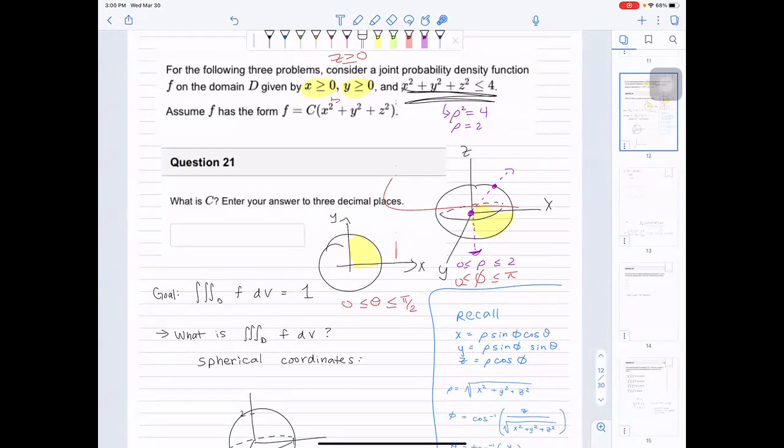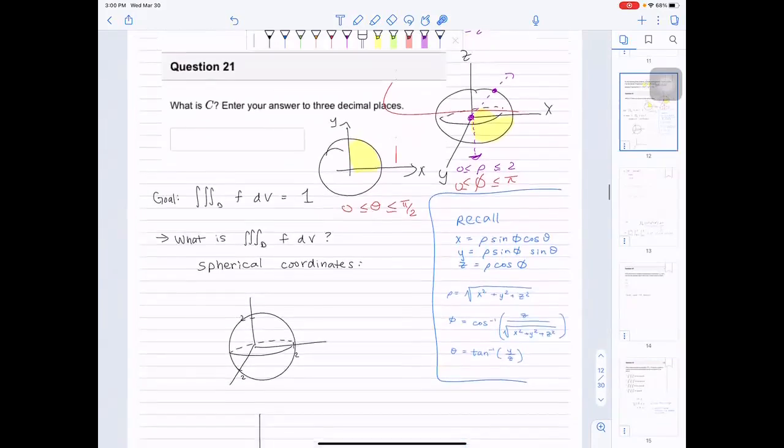Are we going to do the surface area element in recitation? Yeah, that's the very end.